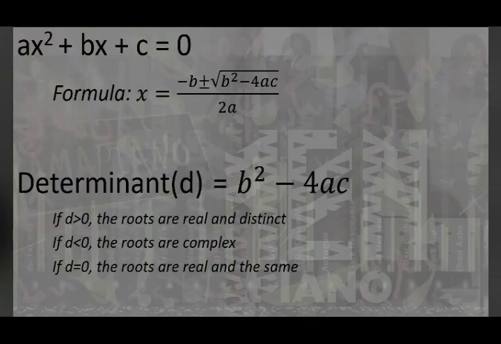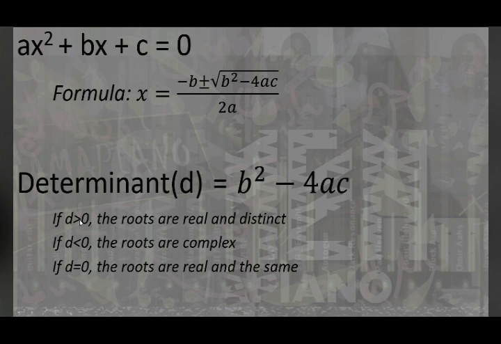So first we need to know what a quadratic equation is. That's the format: ax squared plus bx plus c is equal to 0. And we use the quadratic formula to solve it, and it's right there. When we look at this formula, there is this part under the square root, and that's our determinant. That's b squared minus 4ac. So this is what determines which type of root we are dealing with.